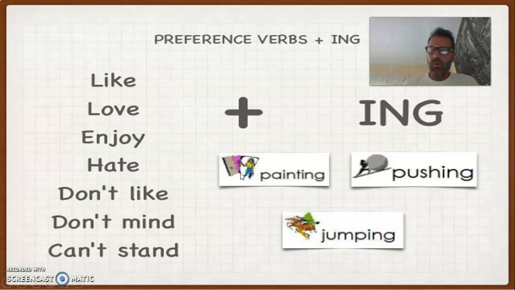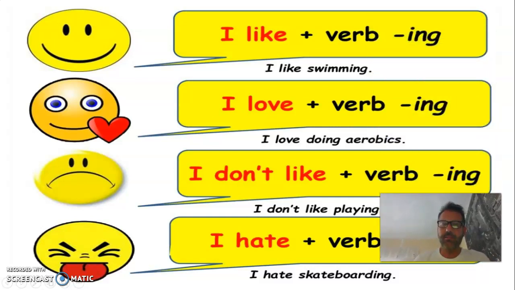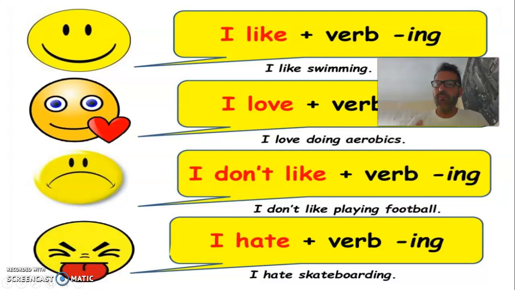Now here, look at this one. It's very cool, huh? It says here, I like plus verb ing. I like swimming, because I know you're doing sports with Hambrina. That's good. You're learning the vocabulary of sports. Here, I love doing aerobics. I don't like playing football. And I hate skateboarding. I hope you don't, because everything is really good.